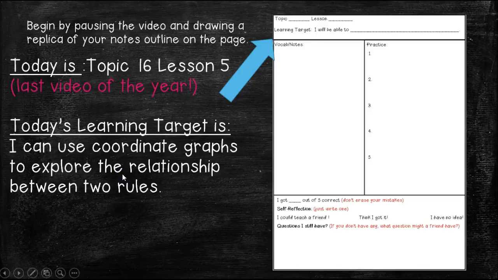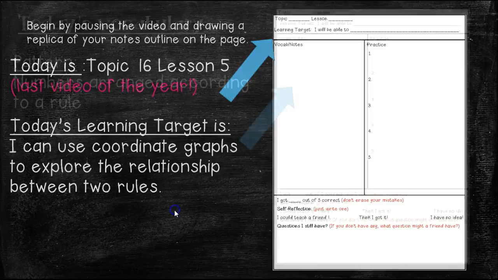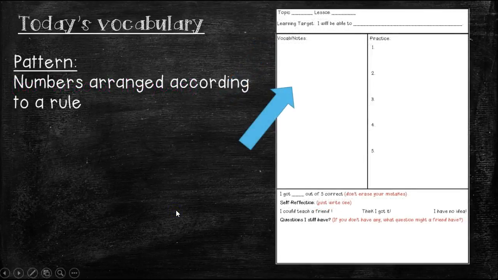So today's learning target is I can use coordinate graphs to explore the relationship between two rules. You might have to go through and watch this video a couple times because this is a little bit more complicated than what we've been doing. Our only vocabulary word for the day is pattern. That is, of course, numbers arranged according to a rule. Go ahead and pause the video and write that down in your vocab.